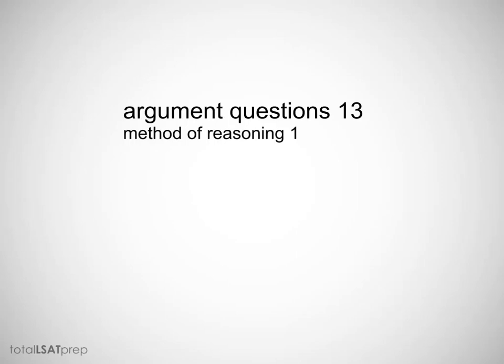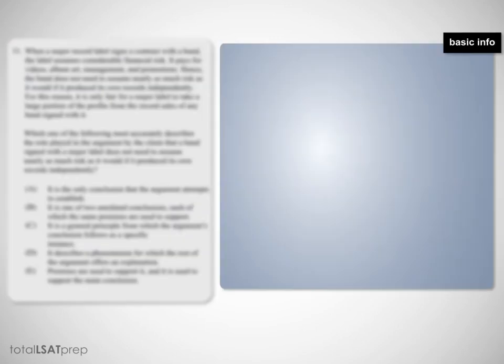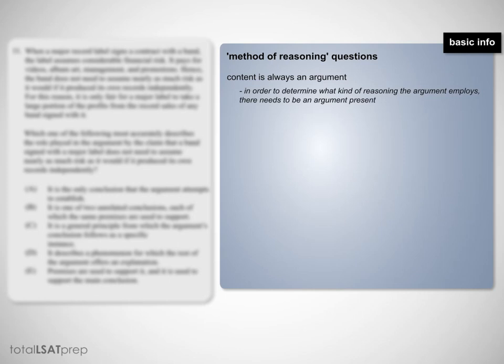Okay, in this movie we're going to go over our 13th question type in the argument section, the methods of reasoning questions. Okay, so our basic info for the method of reasoning questions is that the content is always an argument, because in order to determine what kind of reasoning the argument employs, there needs to be an argument present. And it's really important to pay attention to the overall structure. The main conclusion and the sub-conclusions are all important.